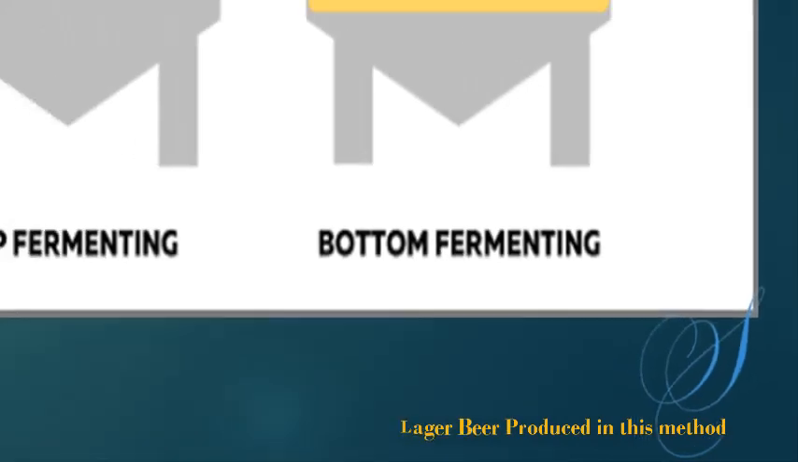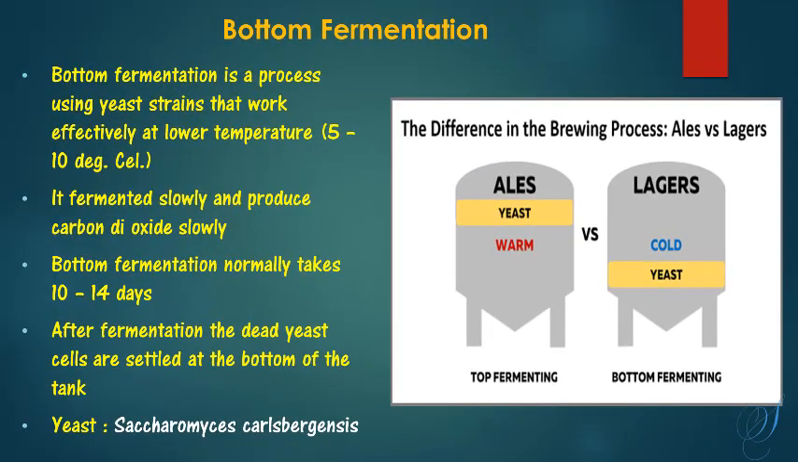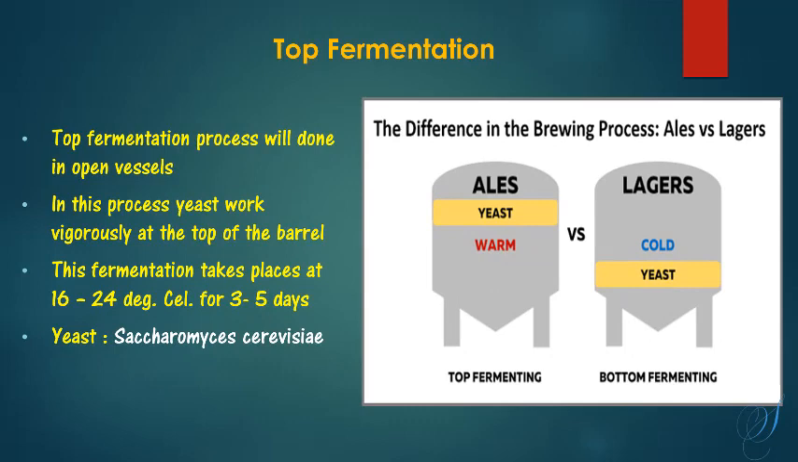The second type of fermentation is top fermentation. It is directly opposite to bottom fermentation. Saccharomyces cerevisiae yeast is used in this fermentation. It acts very vigorously with the liquid and produces carbon dioxide very fast. This fermentation happens at a warm temperature, around 16 to 24 degrees Celsius. This process will take 3 to 5 days to complete.